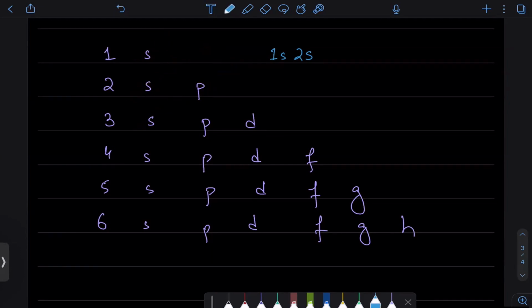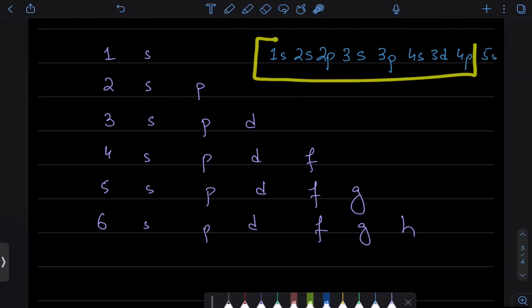The same straight line is going. So 2p, 3s. Next one, another straight line: 3p, 4s. Next line, 3d, 4p, 5s. In AS, this is the configuration you need to be familiar with.